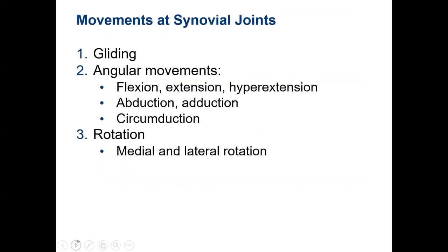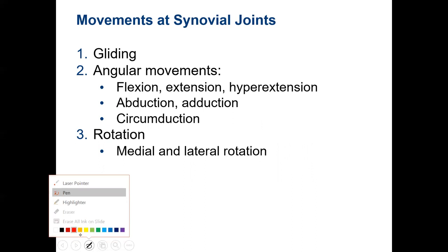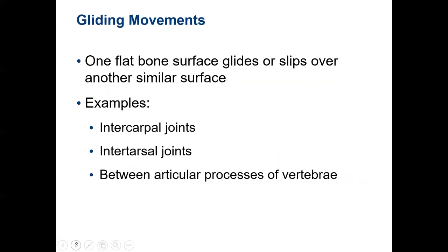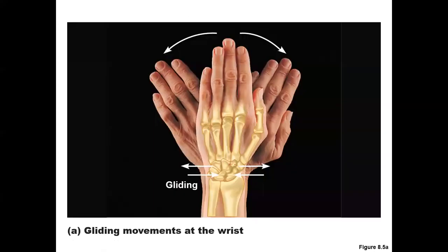So let's look at some of these movements. In a gliding movement, one bone slides past another. So the joints in between the wrist bones, right? Those bones just kind of shift past each other. There's not any real movement there, just a little bit of gliding.